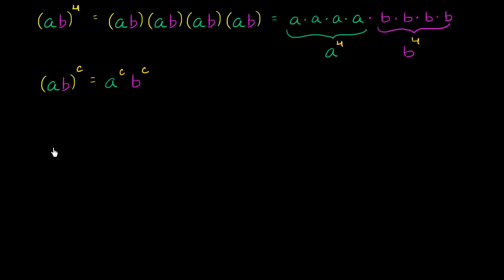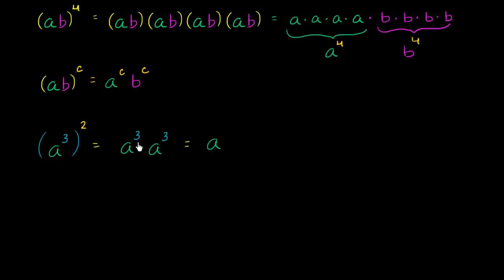Now let me introduce you to another core idea here. This is the idea of raising something to some power, and I'll just use the example of 3, and then raising that to some power. What could this be simplified as? Well, let's think about it. This is the same thing as a to the third times a to the third. And what is a to the third times a to the third? That's going to be equal to a to the 3 plus 3 power.